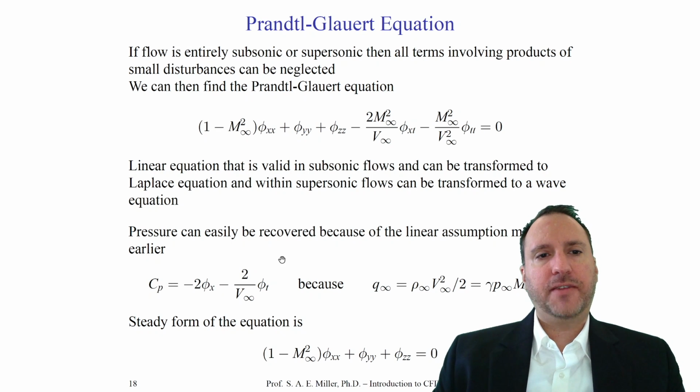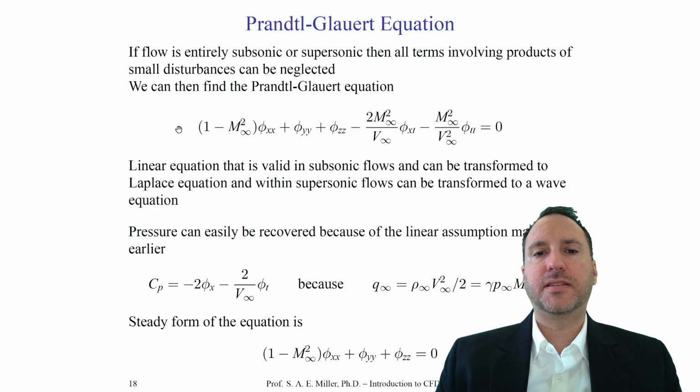In this form, they've written their equation as (1 minus M infinity squared) phi xx plus phi yy plus phi zz, minus 2 M infinity squared over U infinity times phi xt, this is a mixed partial derivative, minus M infinity squared over U infinity squared phi tt equal to 0. This is the Prandtl-Glauert equation.